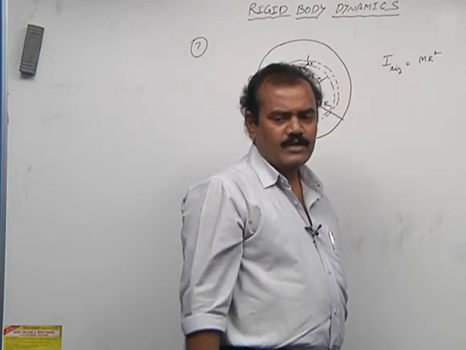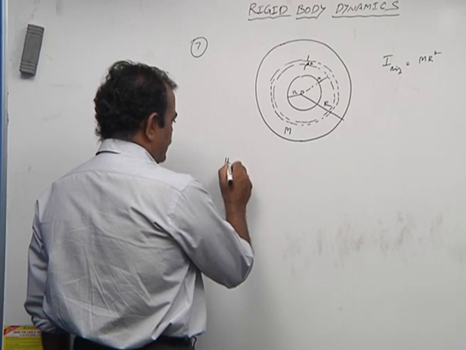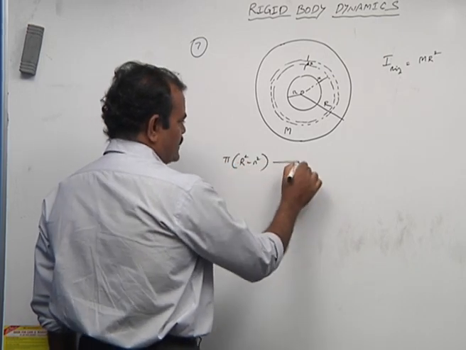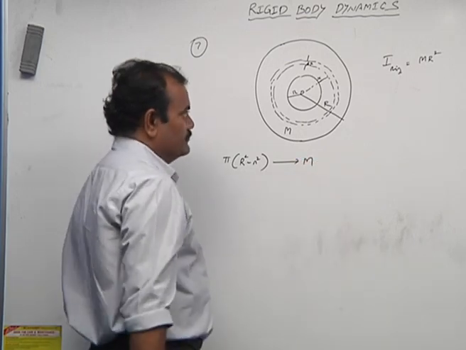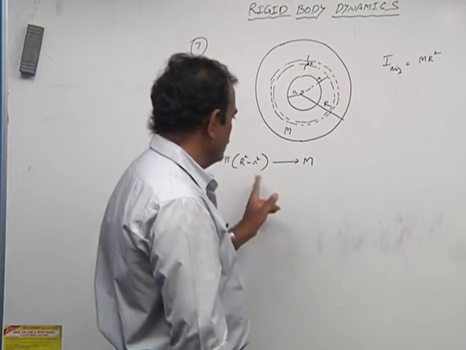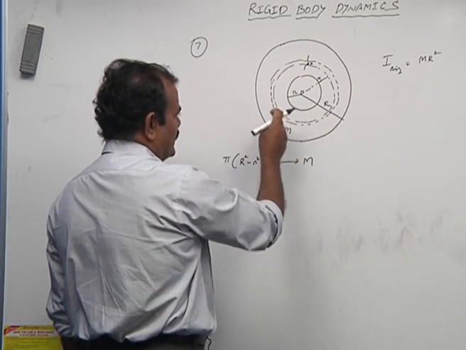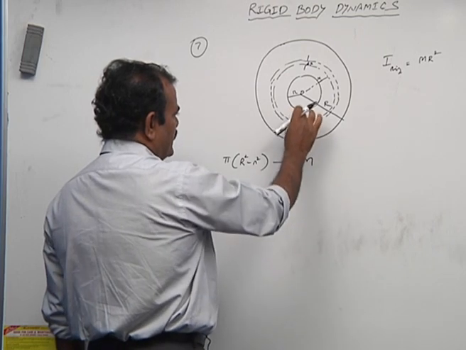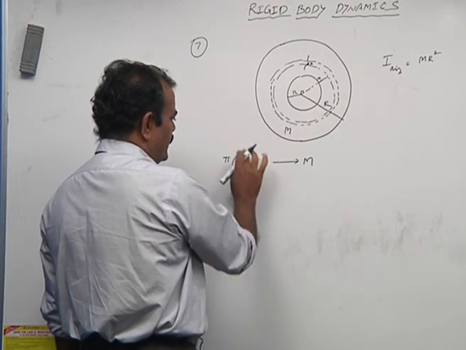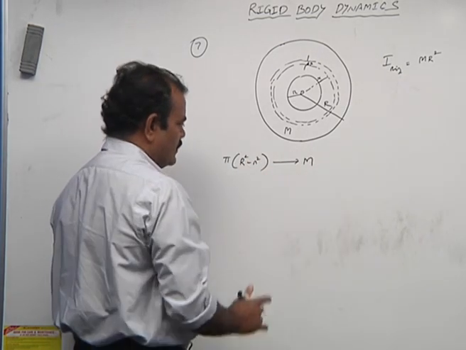How do we find the mass of that ring? For that we take pi of capital R square minus small r square, and its corresponding mass is capital M. The overall area is pi R square, and from it the removed part pi small r square is subtracted. So pi capital R square minus pi small r square corresponds to the mass M.